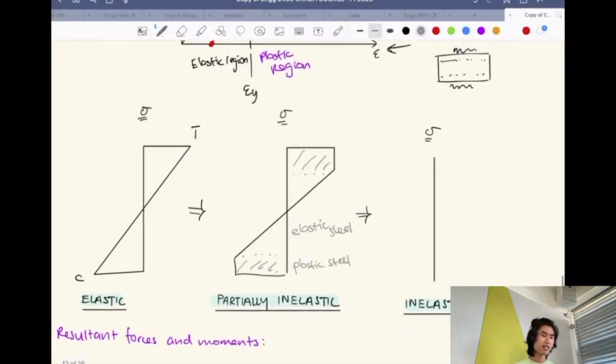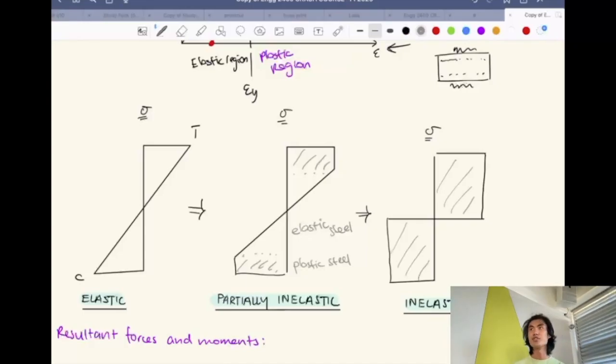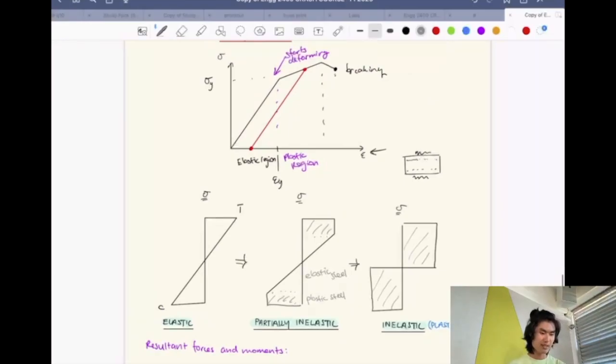Yeah. And then if you keep on straining it, what do you guys think will happen to the stress distribution? Into a rectangle. Yeah, exactly. So it'll keep going and then it will turn into something that looks like this. Right? Nice. And that's considered fully plastic or fully inelastic. So if you keep yielding it, then it will get more and more plastic. That's just an example for steel.